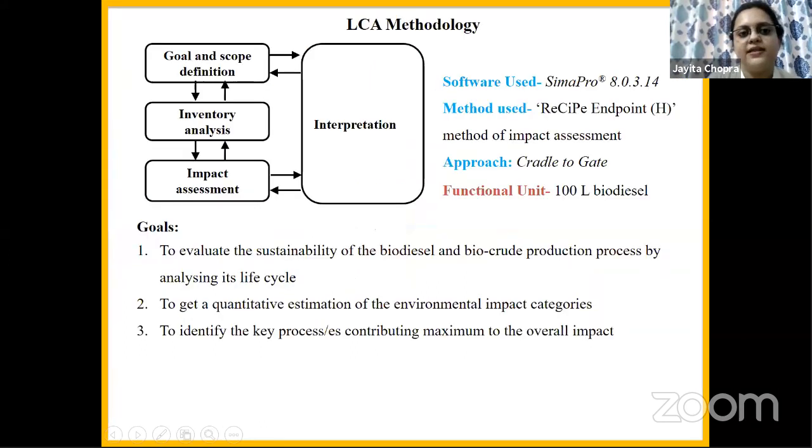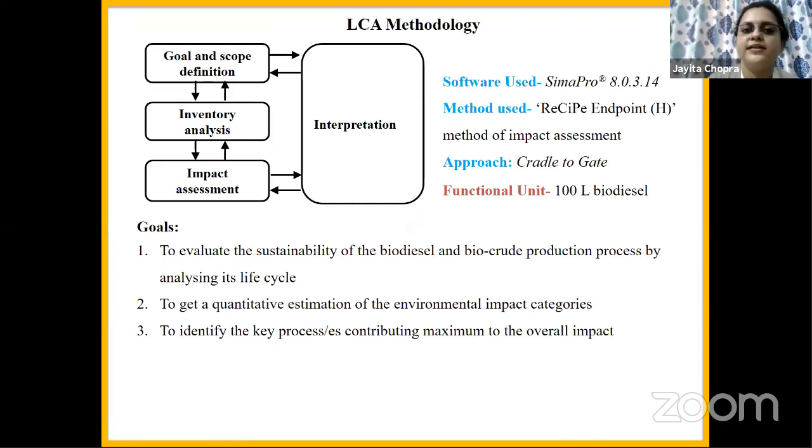And the LCA methodology comprises a goal and scope definition, inventory analysis, where all the inputs and outputs from each of the processes have been taken into account, followed by impact assessment and interpretation. So I have used the software SimaPro version 8, and the method I have used is ReCiPe endpoint H method, in a cradle to gate approach.